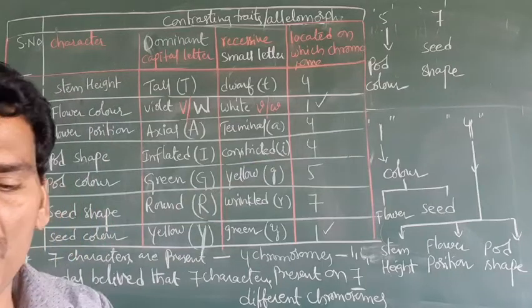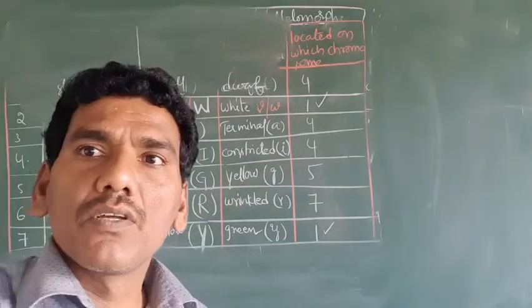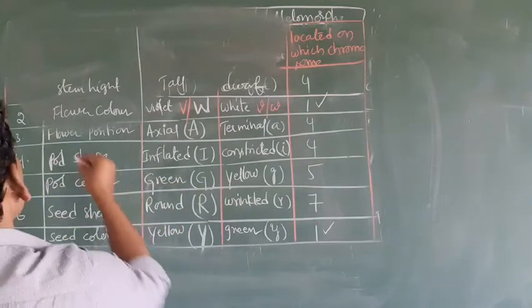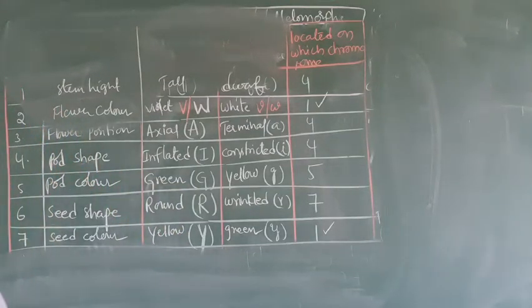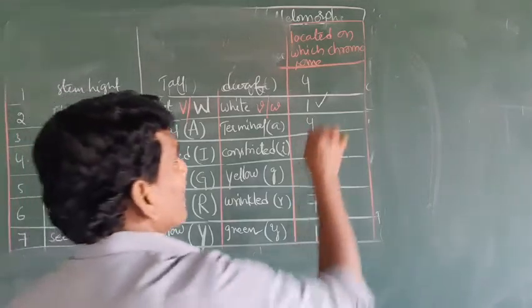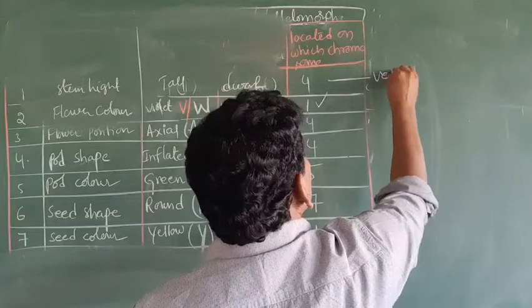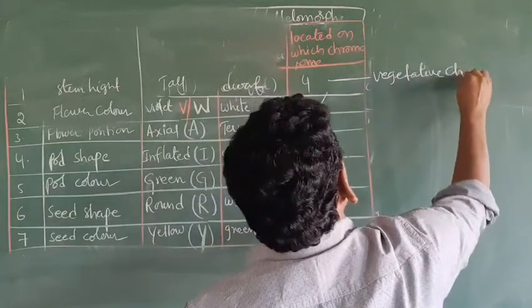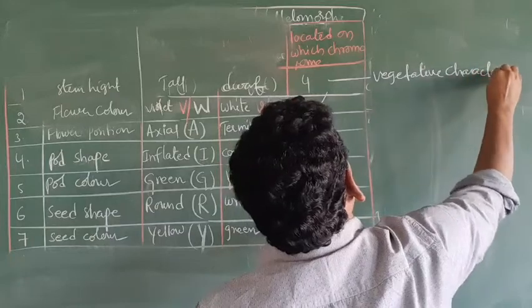Next, one more point. Here, one important point. Actually, here stem height represents a vegetative character. Stem height represents a vegetative character.